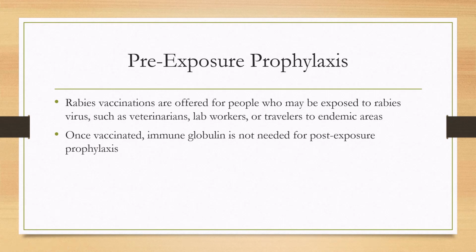Pre-exposure prophylaxis also exists, and that is good old vaccination, and it is offered to people who may be exposed to rabies virus, such as veterinarians, lab workers, or travelers to endemic areas. And once vaccinated, you can skip giving immune globulin if there is an exposure to rabies.